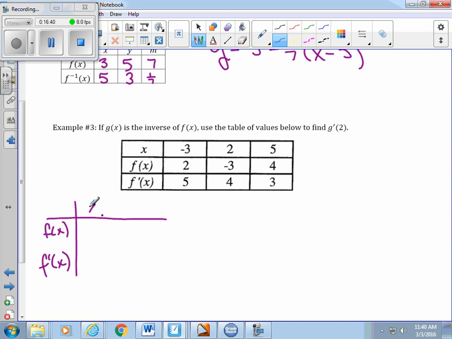So, x, y, and m. Where am I looking for the derivative? F inverse is g. So for f inverse, or g, I'm looking for the derivative at 2. Everyone agree? That's my question: what is the derivative of g at 2? Put 2 on the wall. Okay, and what is the x value on f when y is 2? -3.